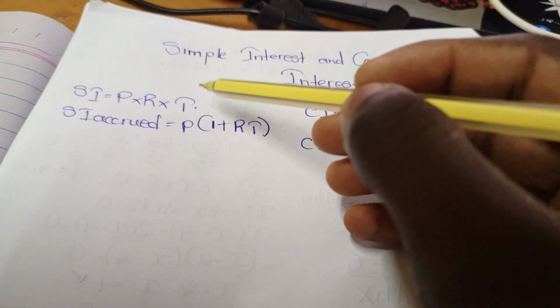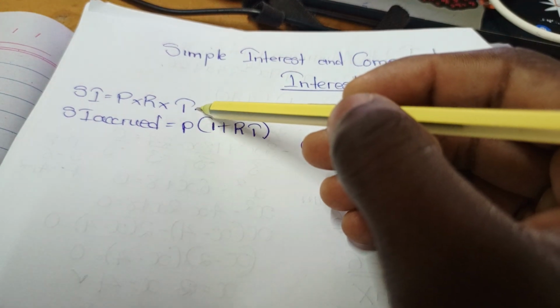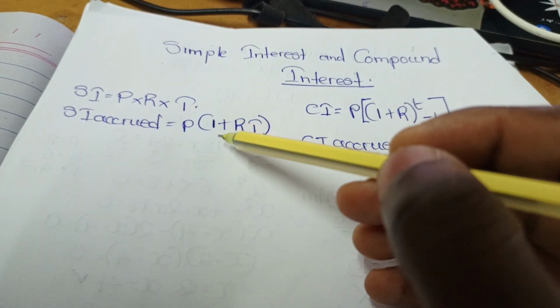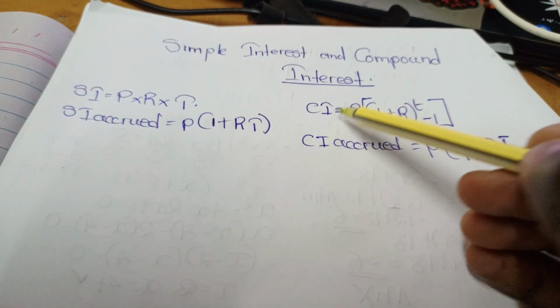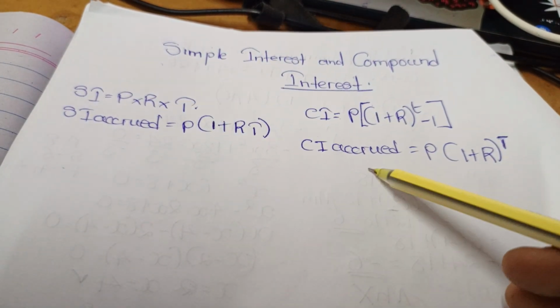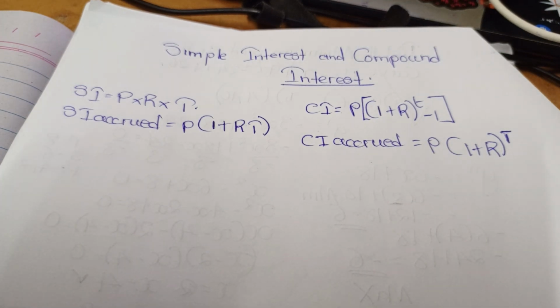So if you're finding the simple interest, we use this one. If you're finding the simple interest accrued, we use this one. If you're finding the compound interest, we use this one. If you're finding the compound interest accrued, you use this one. But how do you know which formula you need to use, the simple interest formula or the simple interest accrued formula? You know by reading the question and understanding it.